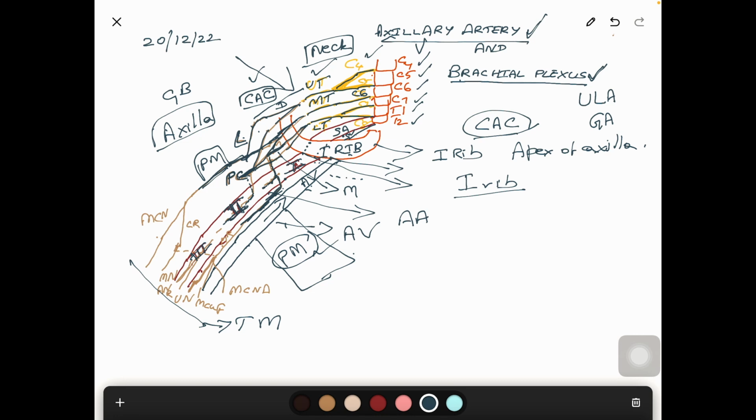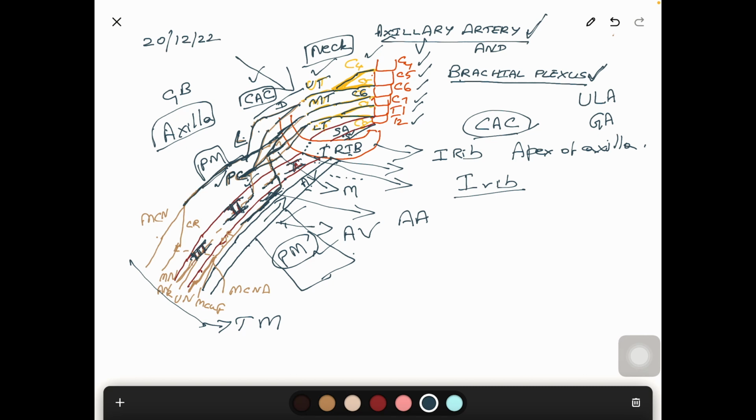So second part, laterally, lateral cord. Posteriorly, posterior cord, and medially, medial cord and axillary vein. So that is the relation. Now we will see the third part. So this is the third part of axillary artery.